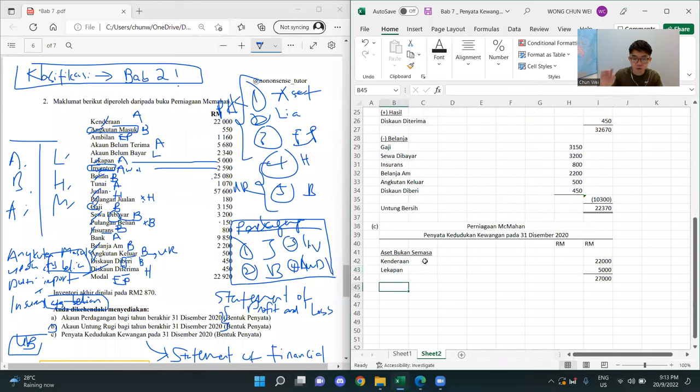Okay, then aset semasa. So under aset semasa, you go back up again and look for the aset semasa. So account belum terima. Masukkan account belum terima sini. 5680. Lepas tu, ABB is a liability, no. Tunai, yes, tunai, asset semasa. Tunai is 1070.